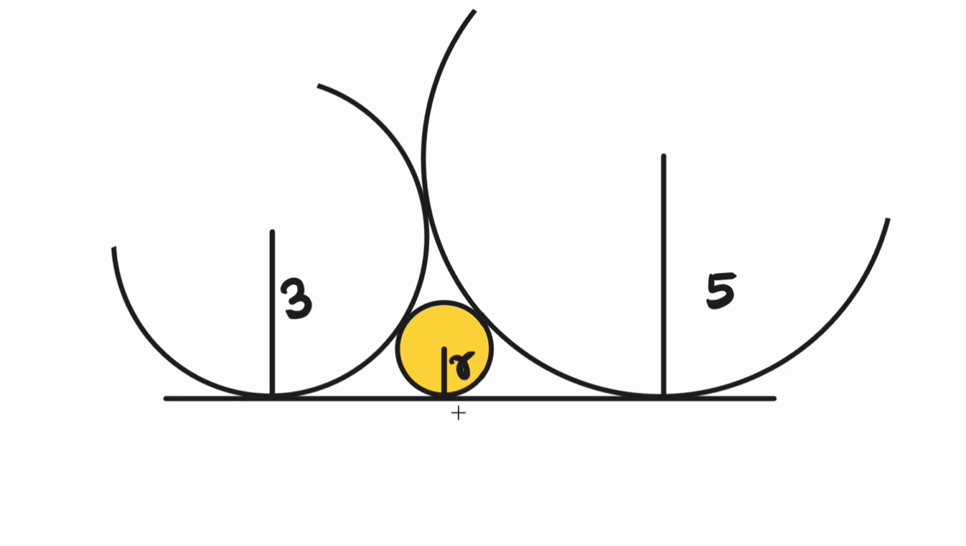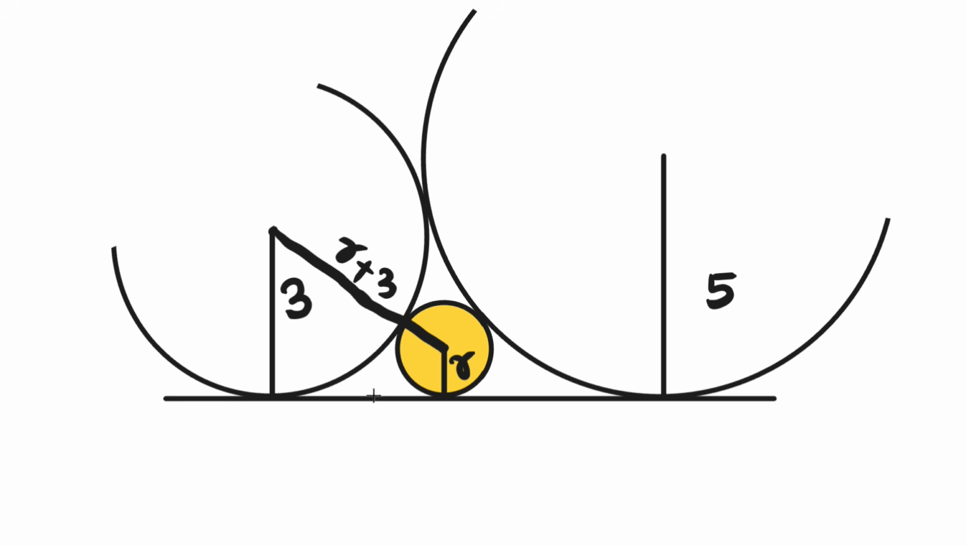So let us begin on the left side. We connect the center of the left circle to the center of the smaller shaded circle. Now, here is an important fact to remember. Whenever two circles touch each other externally, the distance between their centers is exactly the sum of their radii. The left circle has radius 3 and the small circle has radius r. So the distance between their centers is r plus 3.